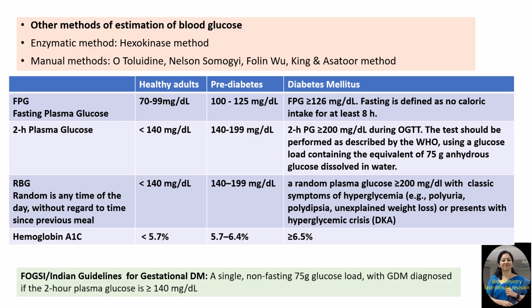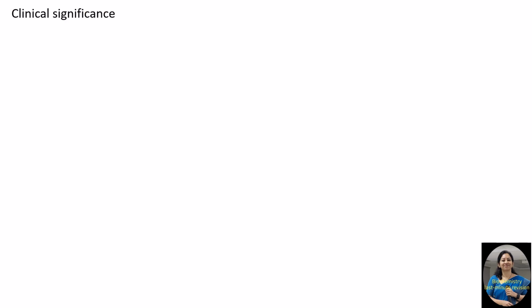Here they use a single non-fasting sample, and they give a glucose load of 75 gram of glucose, and 2 hours later the plasma glucose is estimated using the GOD-POD method. If the value is more than or equal to 140 milligram per deciliter, then the diagnosis of gestational diabetes mellitus is made.